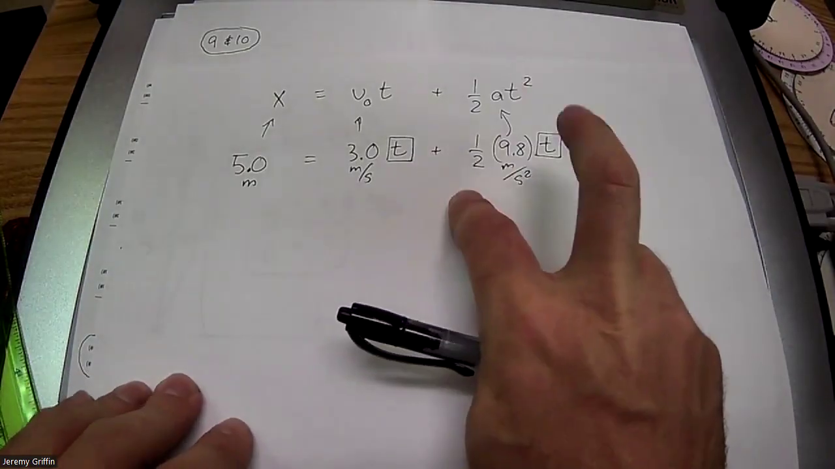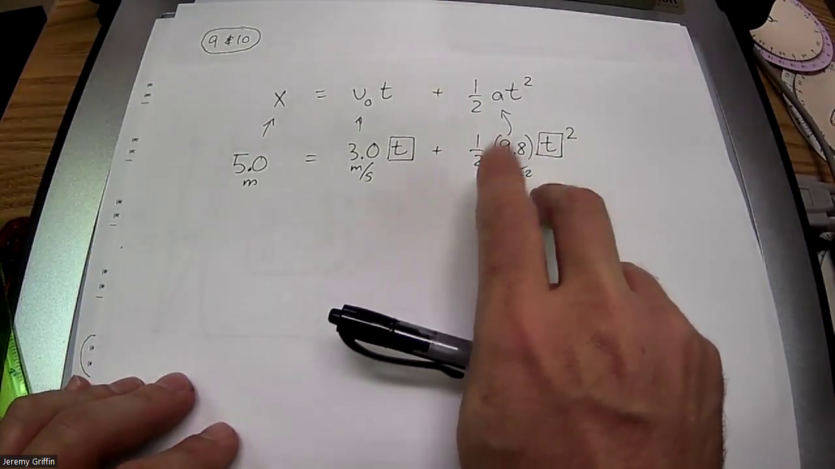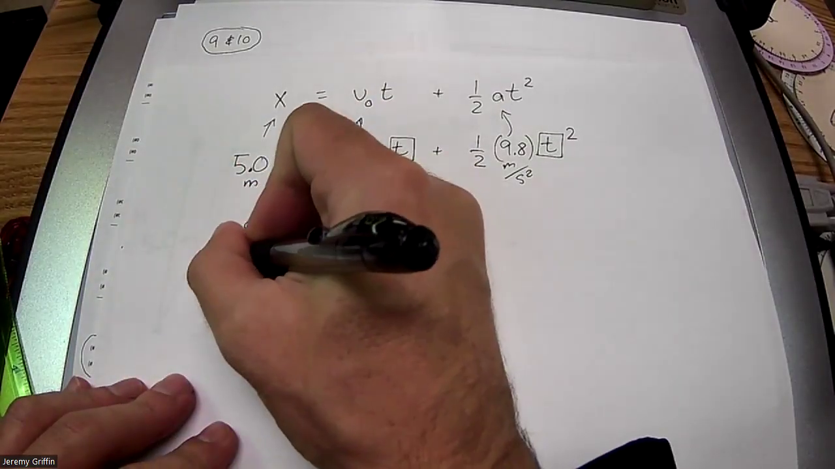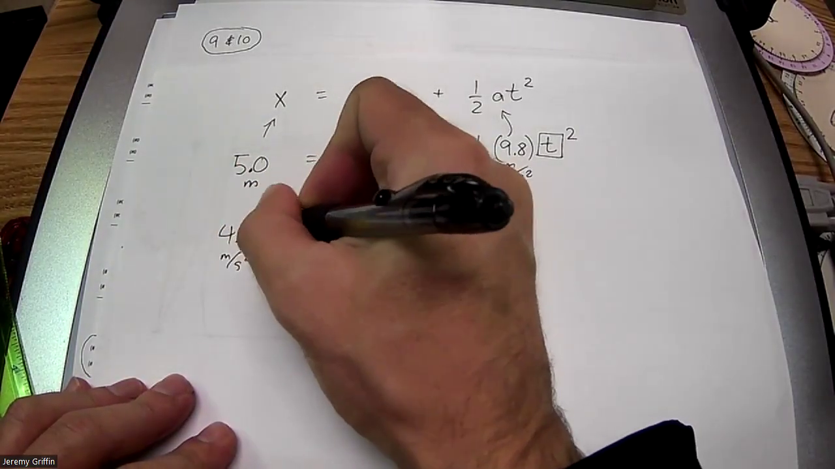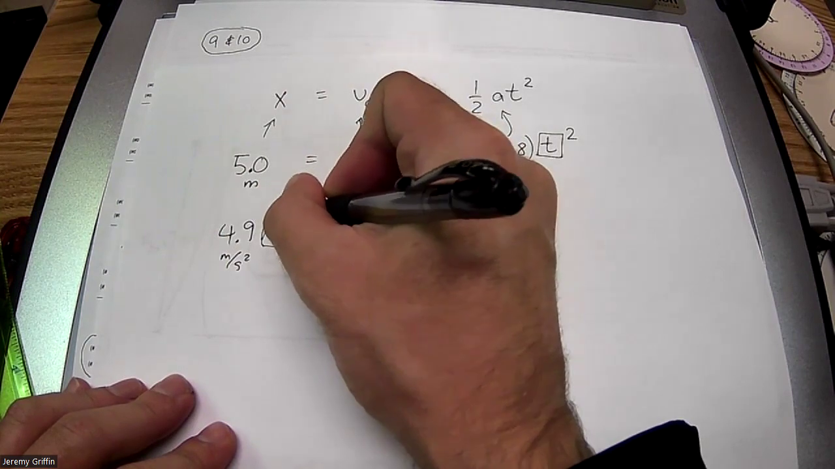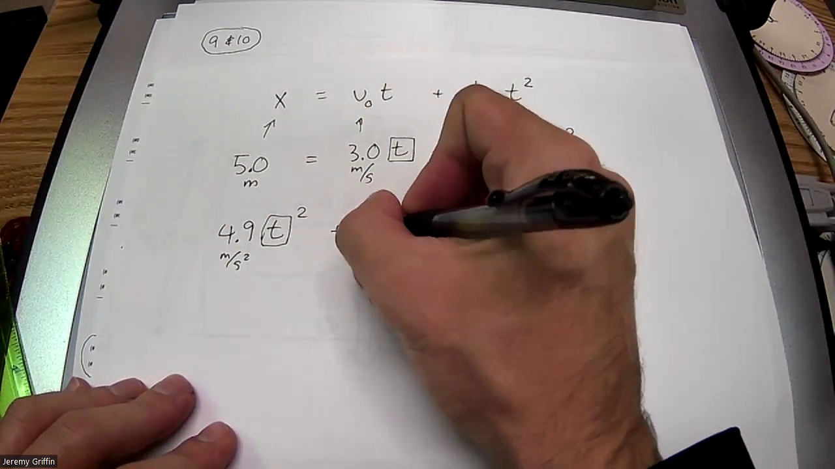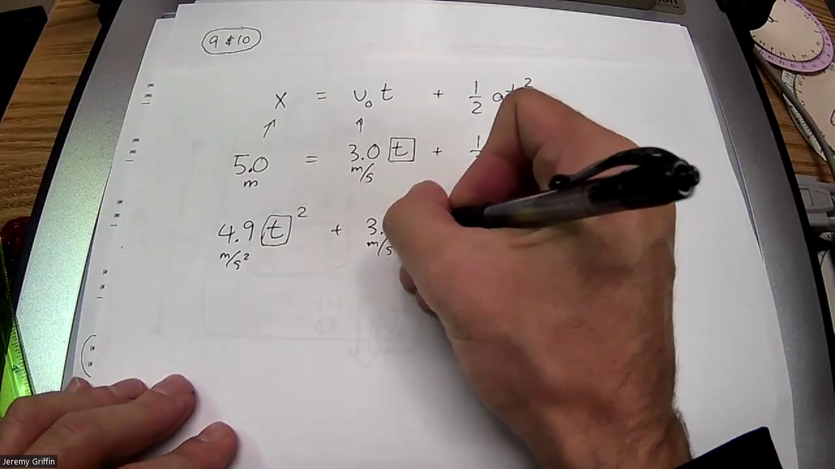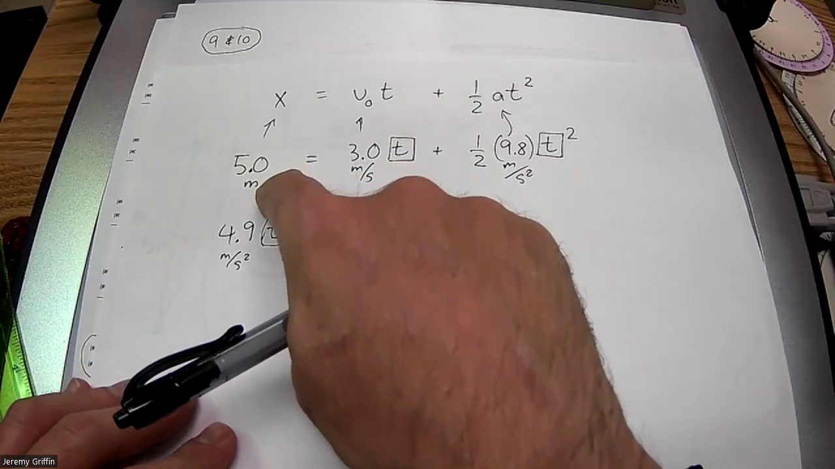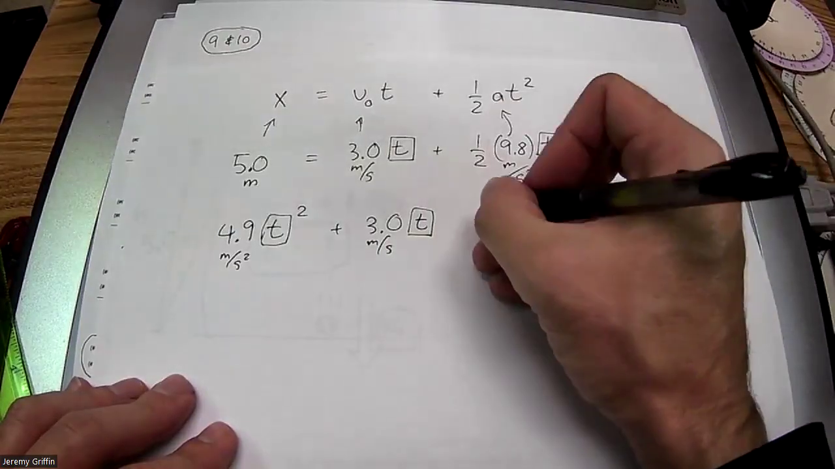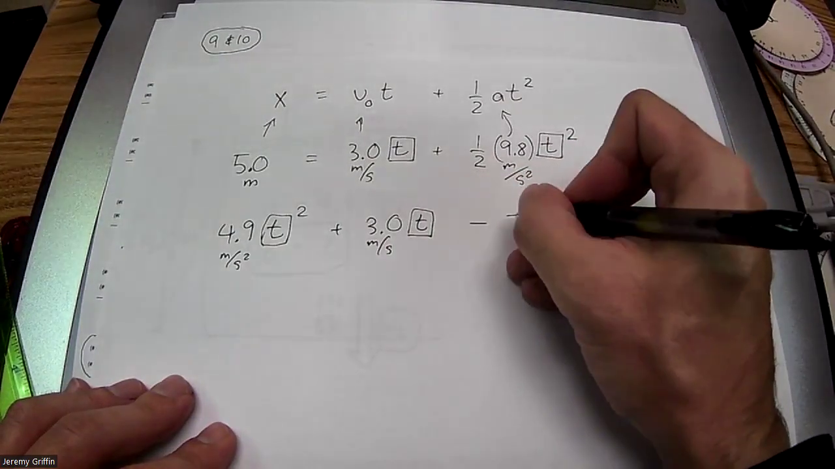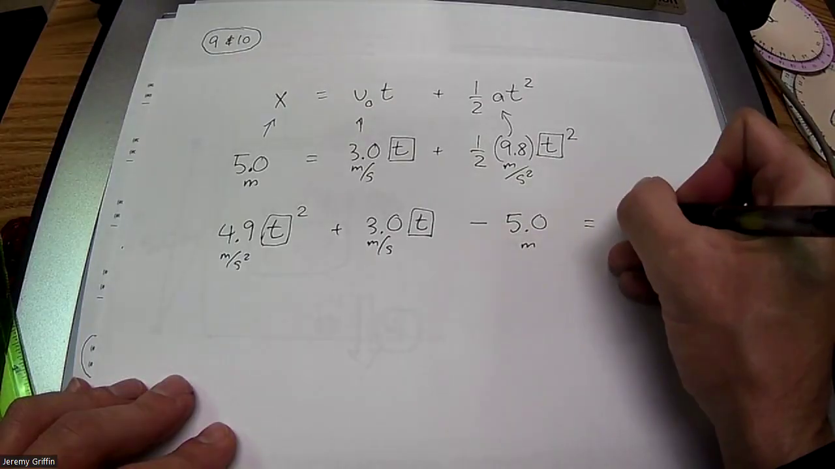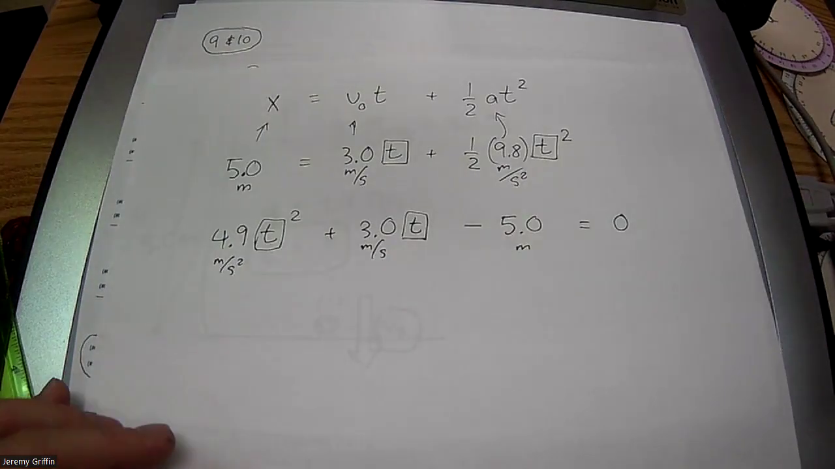So half of 9.8, is that like 4.9? So let's go 4.9 with units, t squared, plus 3 units times t. I have to subtract over the 5 meters. Okay, so now we're getting a negative sign in the mix. Don't miss that. This is 5, this is meters. Now this is all equal to 0. Is that all right?